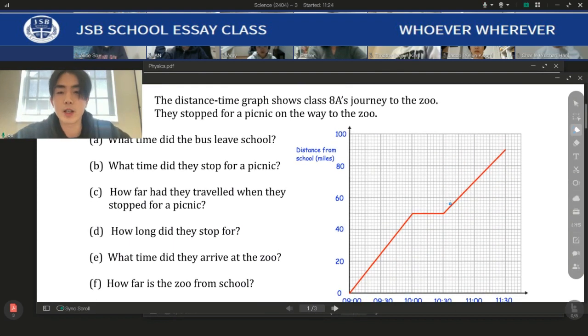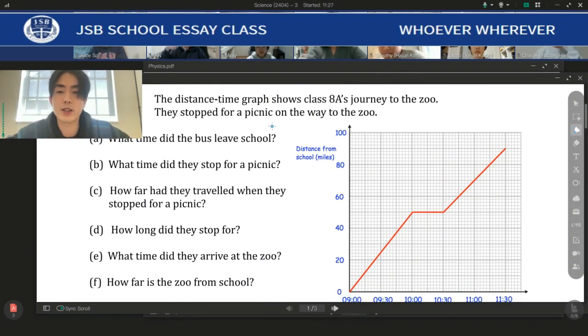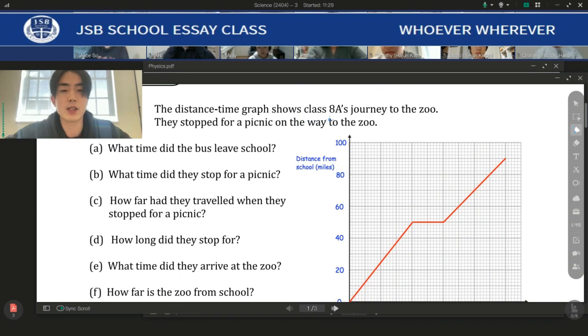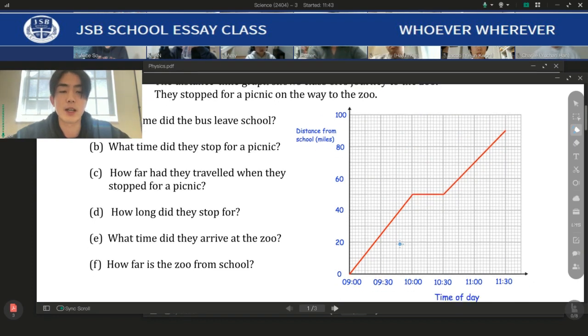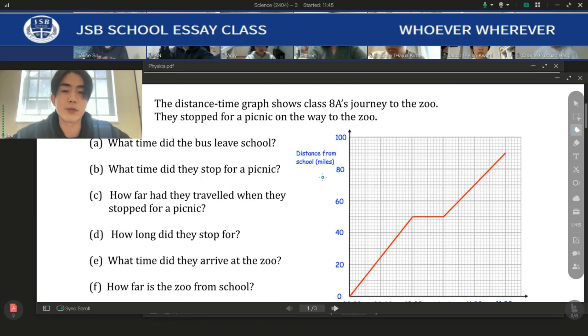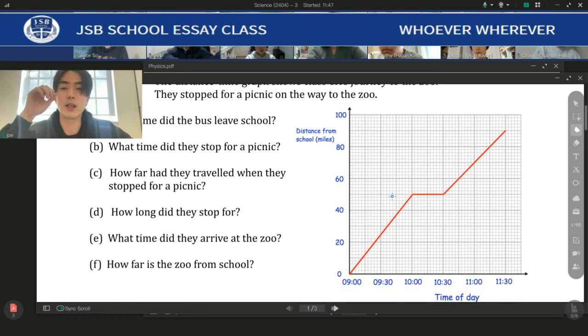Everyone see this, right? We have a distance time graph showing class 8A's journey to the zoo. They stop for a picnic on the way to the zoo. You can see here, this is the graph of the journey, with distance on the y-axis and time on the x-axis. What time did the bus leave school? Alice, can you see what time the bus left? 9, good, 9 a.m.